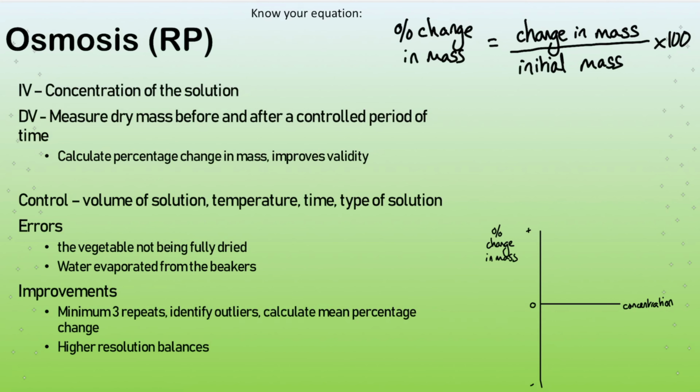There are various errors that you need to check for here, one of which would be the vegetable not being fully dried. So once you've taken it out of your solution to measure its mass, if it's not fully dried, you're going to be measuring the mass of the water on the outside too.